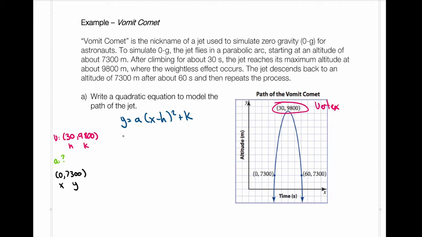So y is going to be 7,300, a is unknown, x is 0 minus h, which is 30, squared plus k, which is 9,800. Now I'm going to work through the same steps and work on solving for a. 7,300 stays on the one side, simplify the brackets, negative 30 squared plus 9,800. I'm going to move the 9,800 over so it becomes minus 9,800.